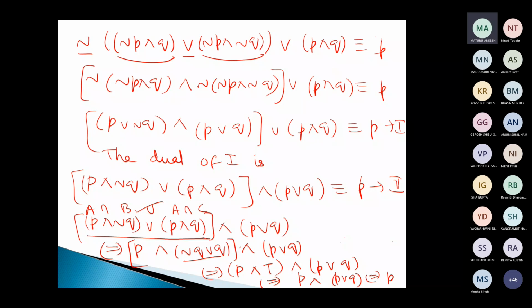Ma'am, is it possible to explain the last step again? Yes, of course. From here, shall I explain? See here, this is like A intersection B union A intersection C, because A is fixed here. So it is A intersection (B union C). I have identified what is A: A is P here, B is not Q here, C is Q here. So I am writing P intersection (B union C).